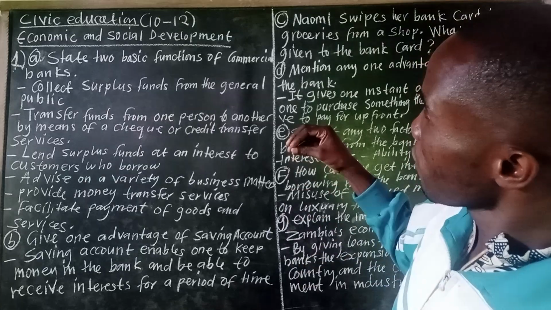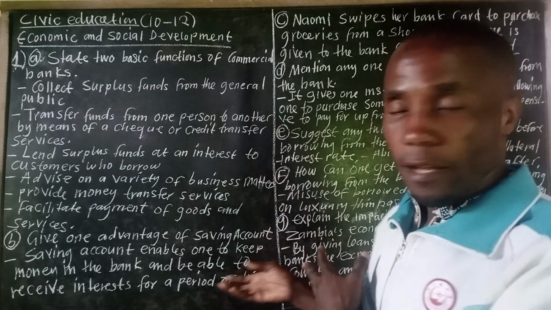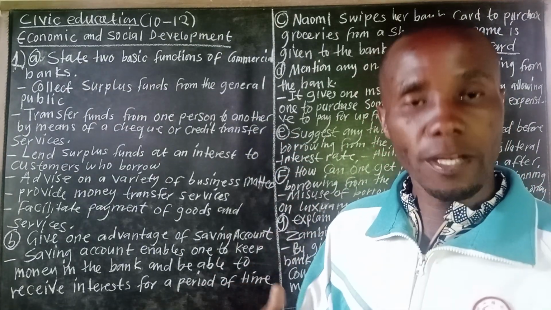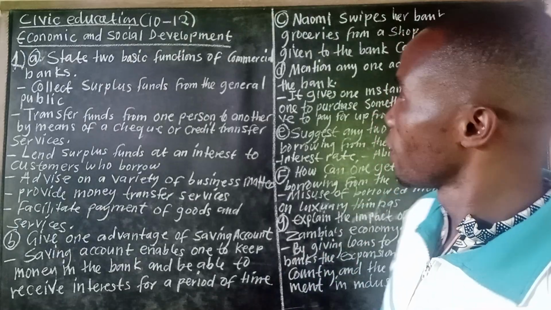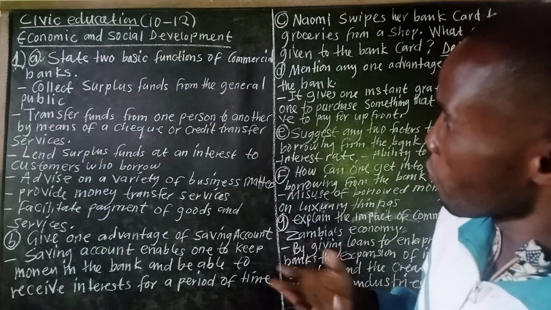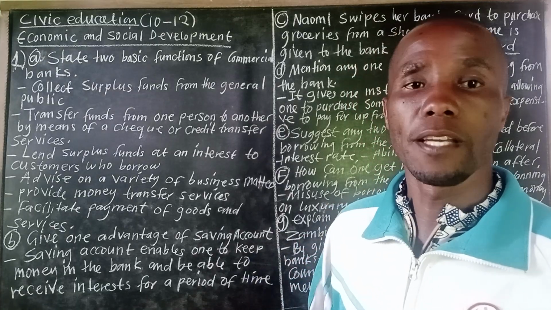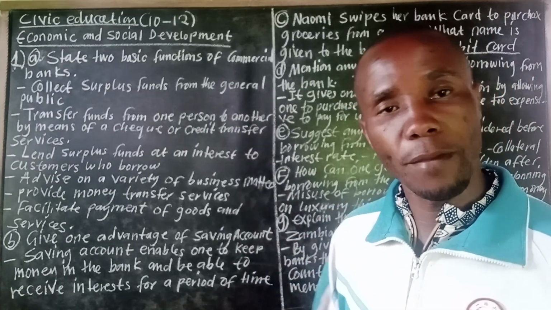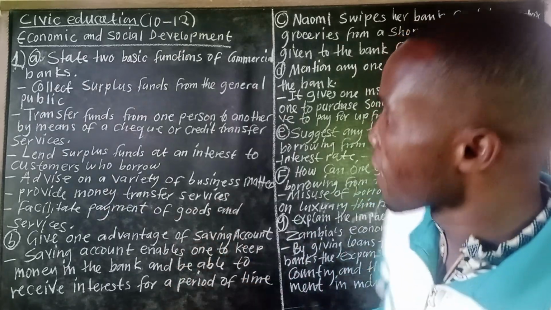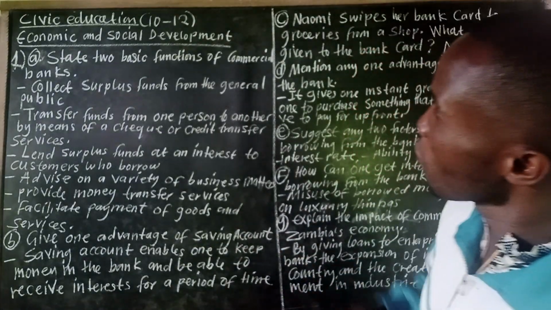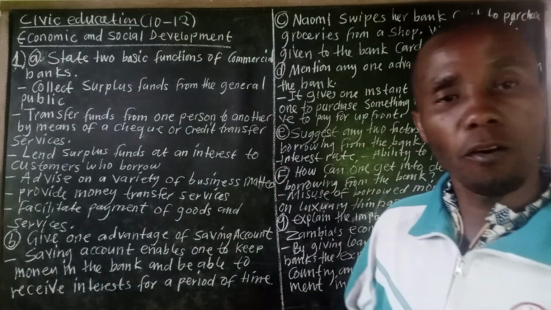Then again, the other way the bank collects surplus from the general public is that when you are keeping money, each month there is a certain fee which they get from you, which is called the maintenance fee. So all those are surplus which they are getting from you. So that is the job of the commercial bank.